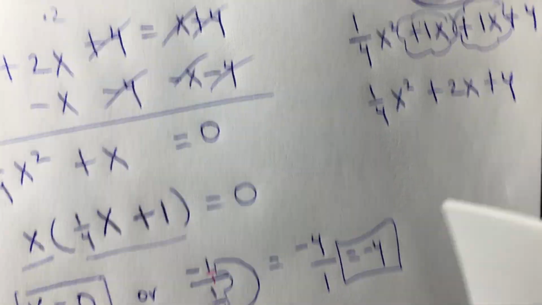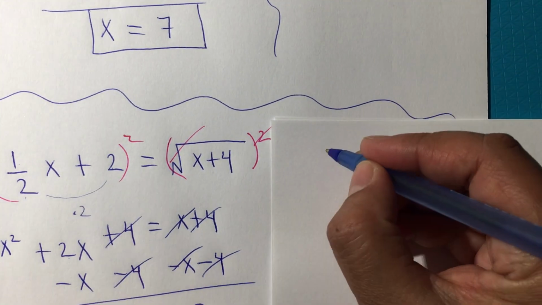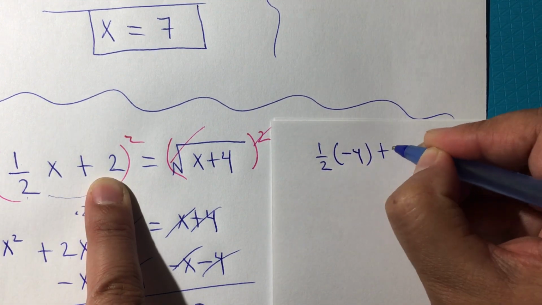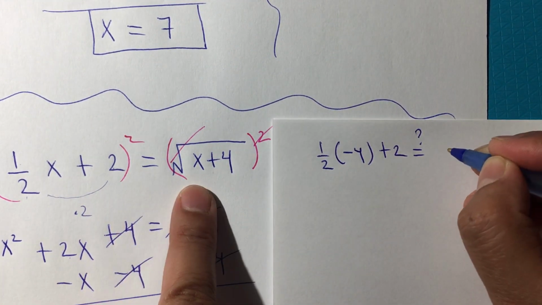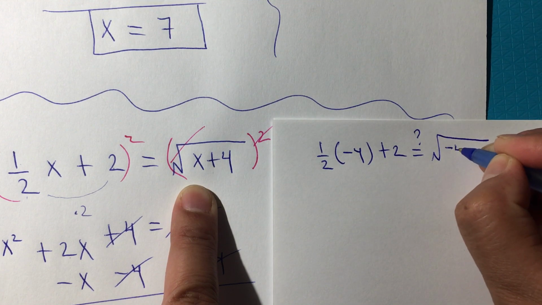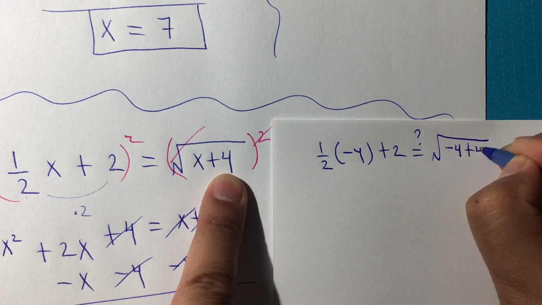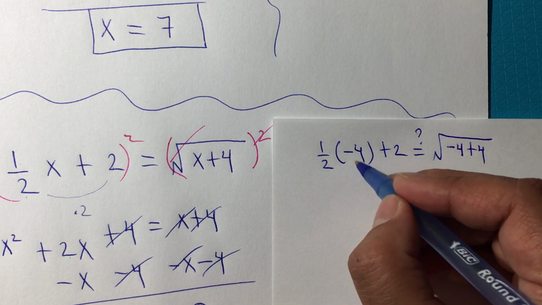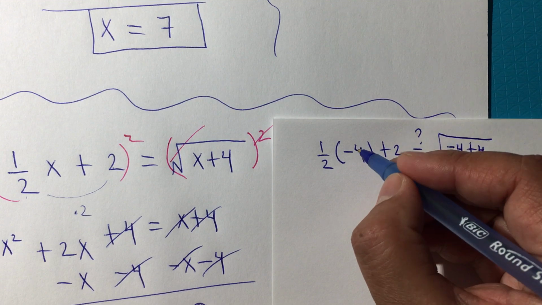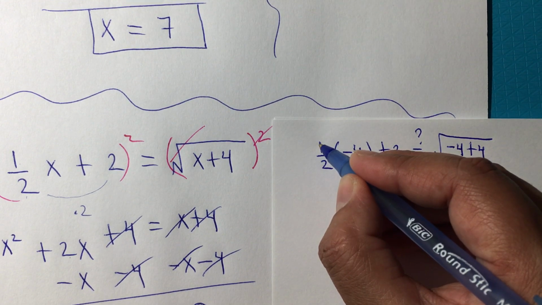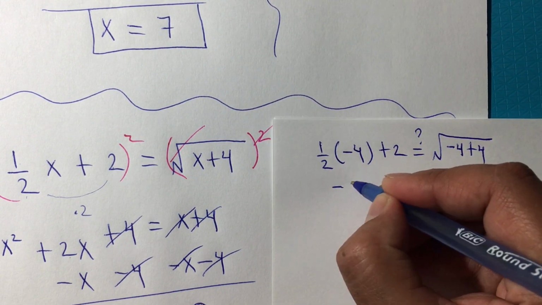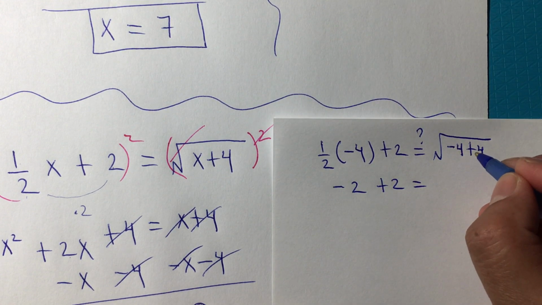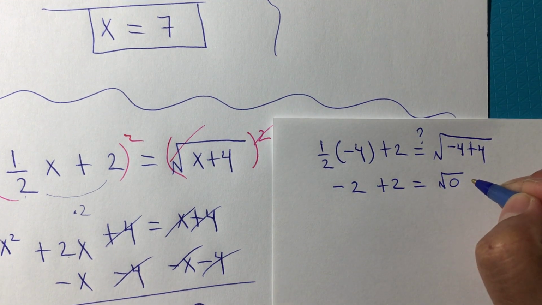Okay, now let's check -4. So is 1/2 times -4 plus 2 equal to the square root of -4 plus 4? Remember that when you're multiplying a whole number or integer times a fraction, you multiply -4 times 1, and -4 divided by 2 is -2. Bring down the plus 2. In here, -4 plus 4 is 0.